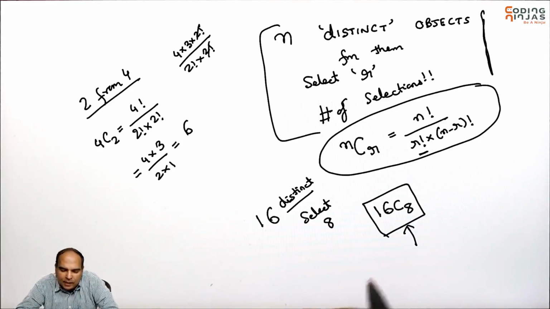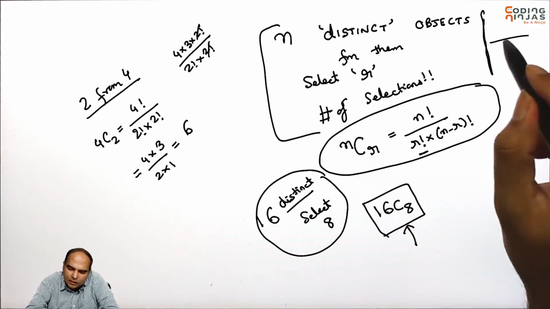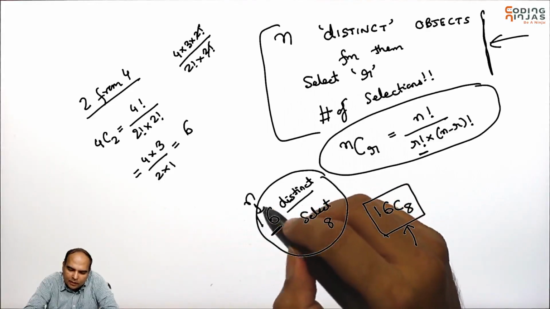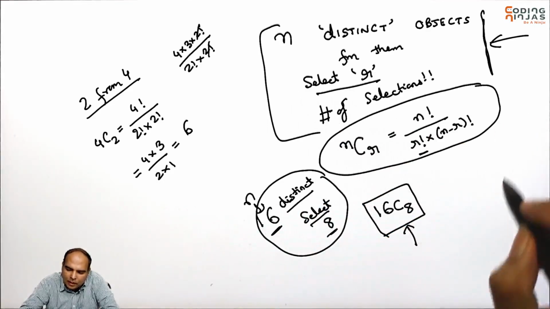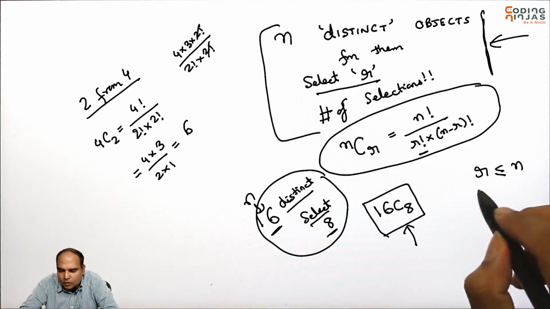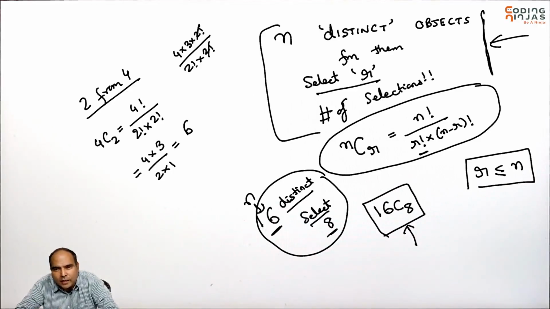But as far as you understand this, having the same conditions as this, that you have n distinct objects where n in this case is 16, and you're selecting r from them. Obviously in this scenario it goes without saying that the value of r should be less than or equal to n, because from 6 things you cannot select 8 things. So that's logical, and this is the nCr formula.